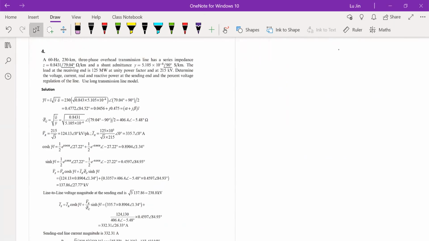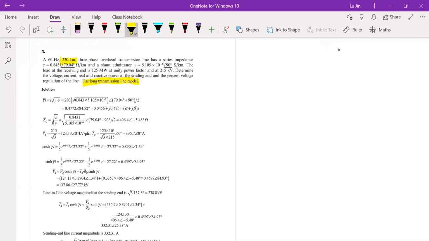Question number 3: 60 hertz, 230 kilometers. Okay, the keyword is 230 kilometers. A 3-phase overhead transmission line. Because this distance is 230 kilometers, this transmission line will be treated as a long transmission cable. So in other words, this hint may be redundant, because by reading the 230 kilometers, you should have already realized which model we should use.